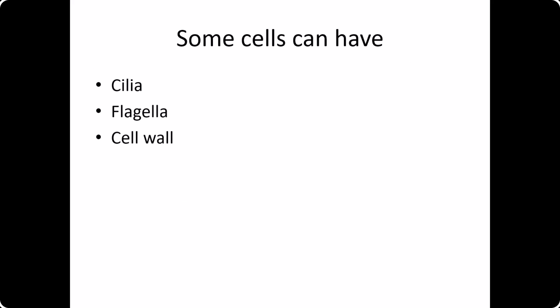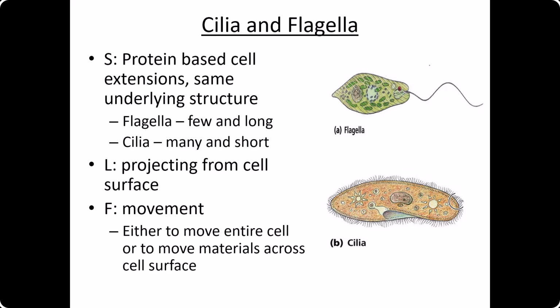So that brings us to structures that some cells have. So some cells have cilia or flagella or cell walls. So cilia and flagella are these protein-based extensions, and you can see here's the flagellum. This cell has lots of cilia on it. Flagella tend to be few and longer, and with cilia there's usually lots of them and they're shorter.